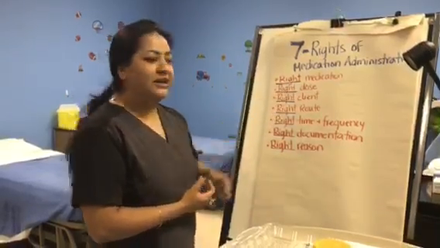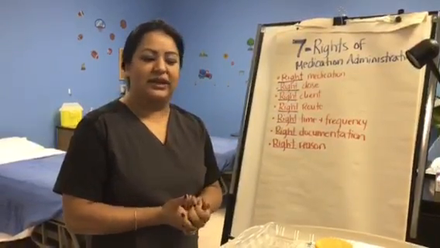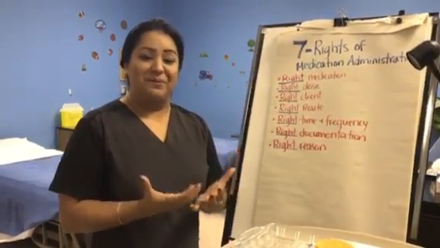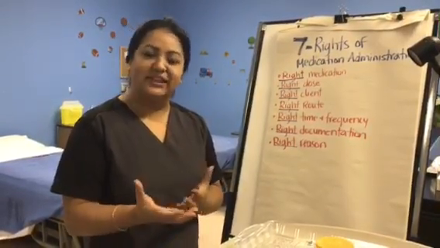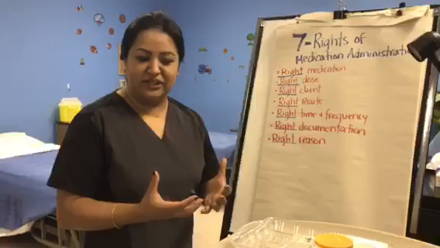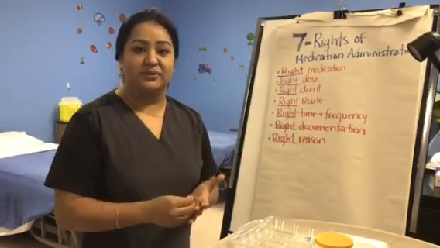The second one is the right dose. So here you're looking at the prescribed medication order on the MAR. Does it match with what you have on hand? If it doesn't, you're going to do an appropriate calculation to give you the prescribed amount, the right dose that is ordered.